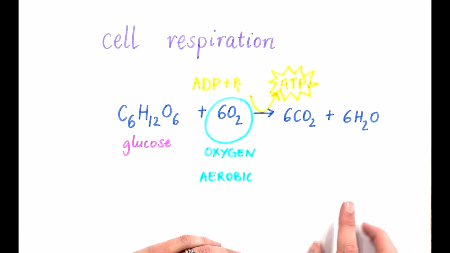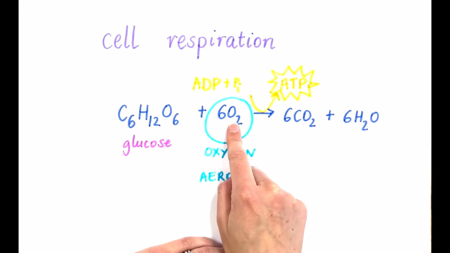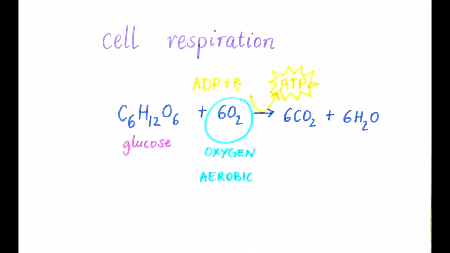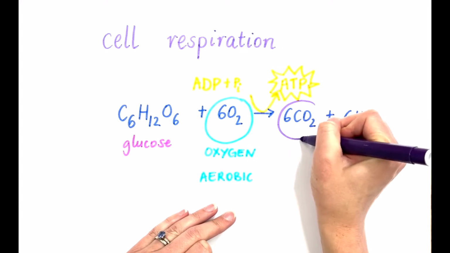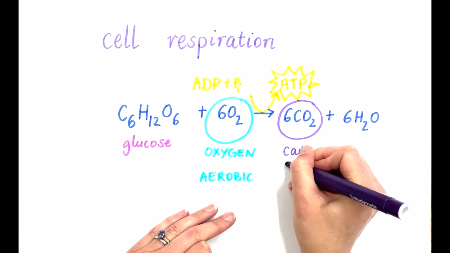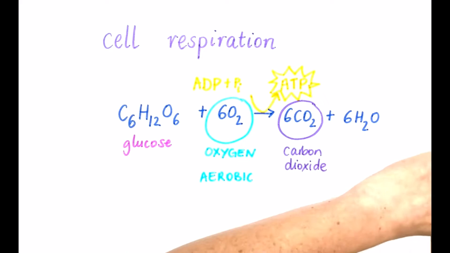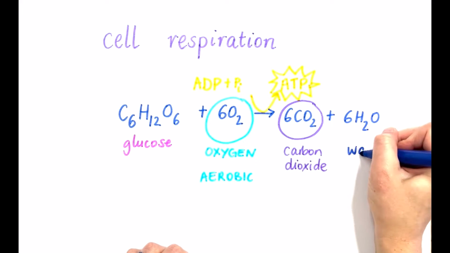So aerobic cell respiration takes that glucose and combines it with oxygen to make, let's put carbon dioxide over here, and of course water.